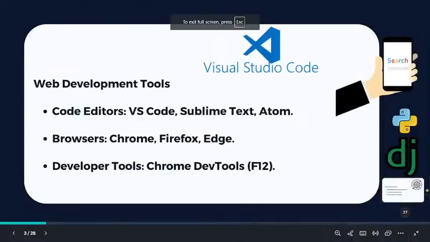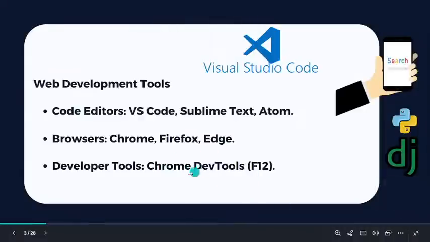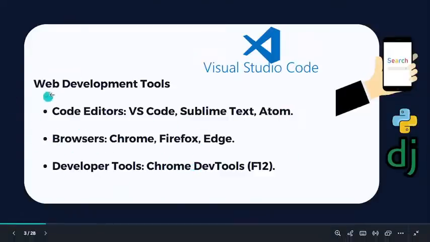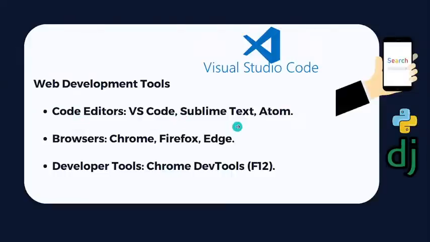Okay, in Chrome we use developer tools, and we also have developer tools for Firefox and Edge. In various browsers we use developer tools. Okay, these are the three major tools we use. What are the tools? Code editors. What are the code editors? VS Code, Sublime Text, Atom. And browsers. What browsers do we use? Chrome, Firefox, Edge. These are the browsers we mainly suggest using.